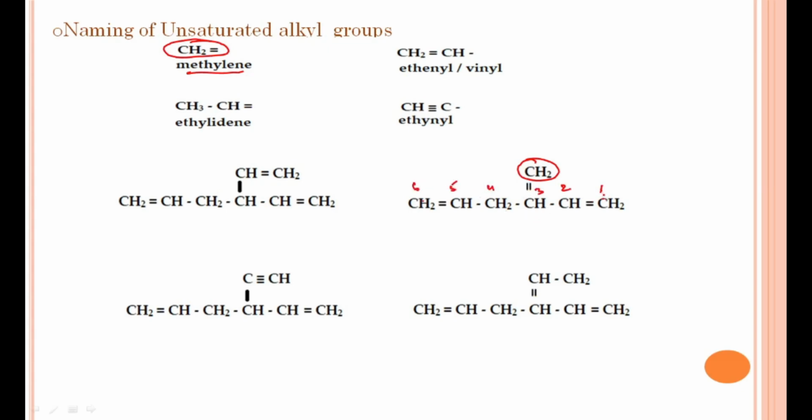So what actually it is? Hex 1, 5 diene. 2 double bonds are present, that's why diene. Which position is the double bond present? 1 and 5. So this is the parent name. Now we have to give the name for the substitution. In third position, what is present? Methylene. 3-methylene hex 1, 5 diene.